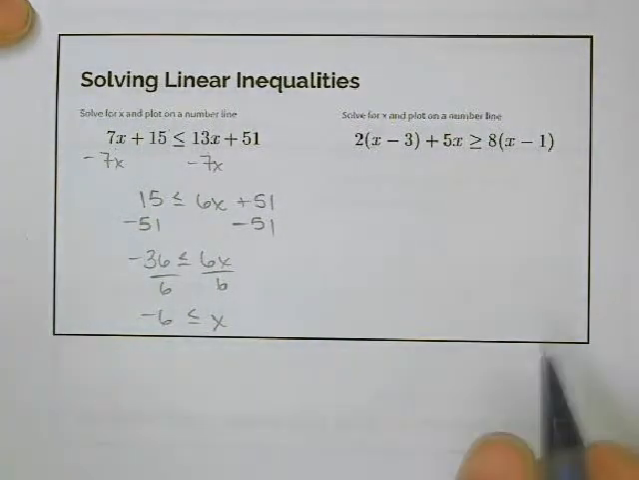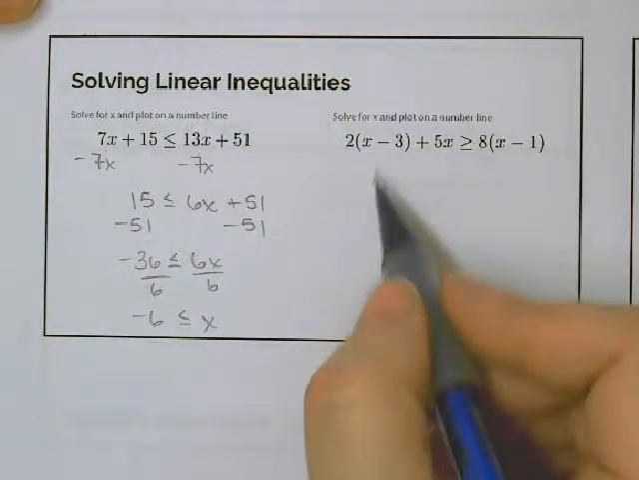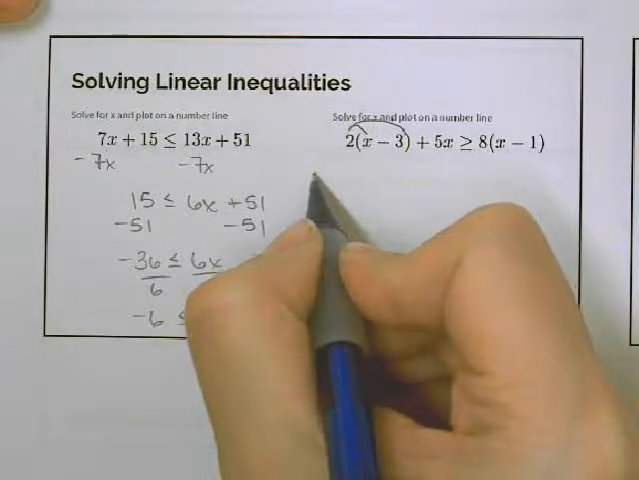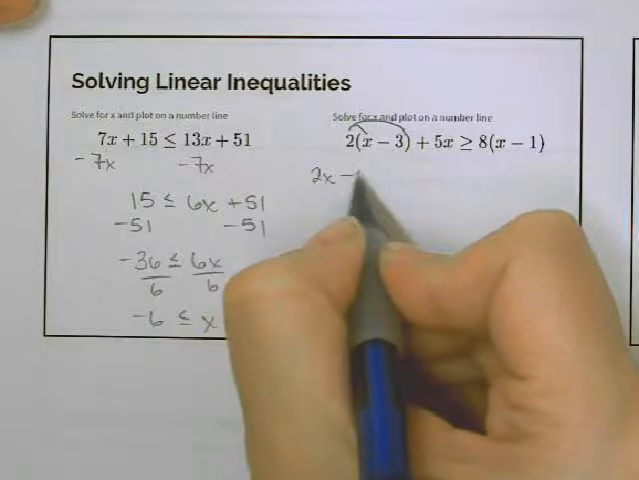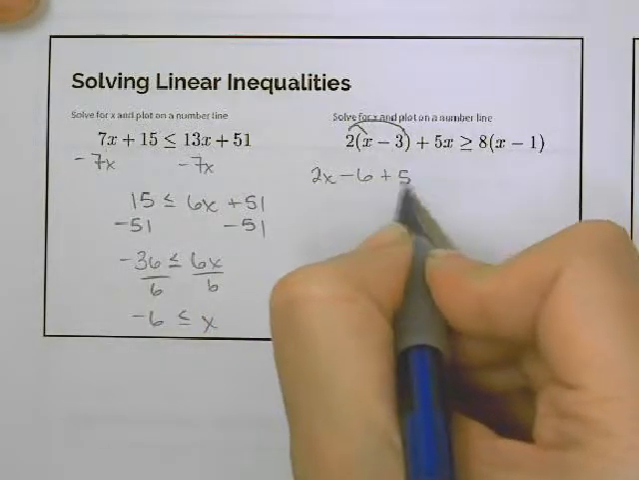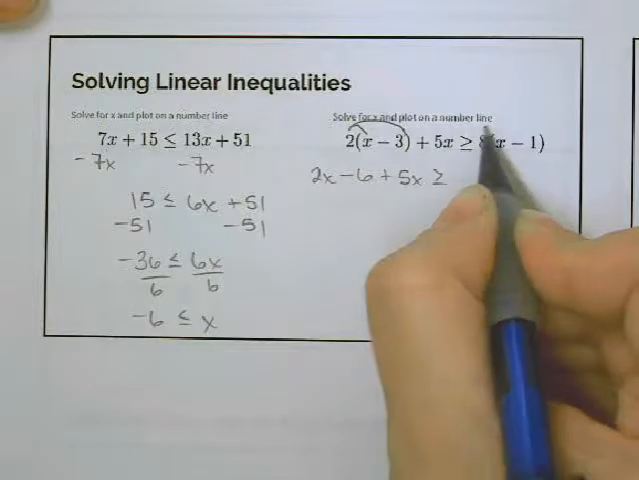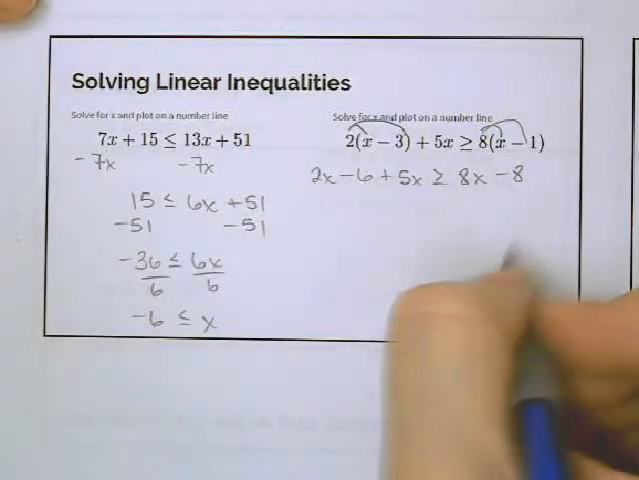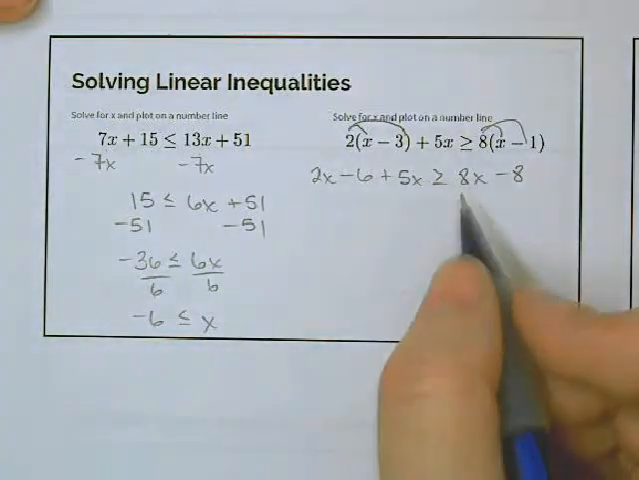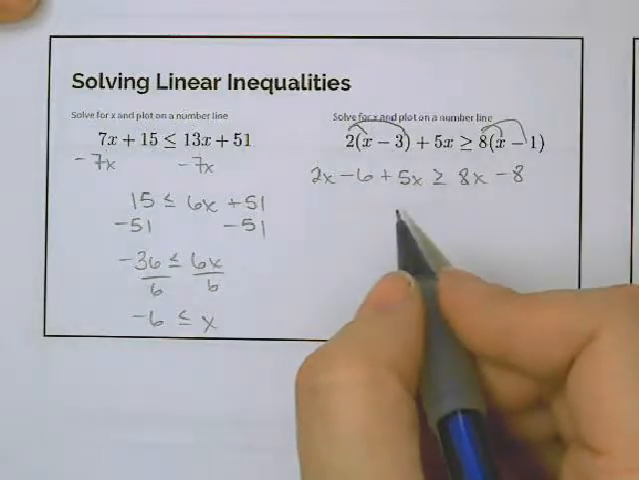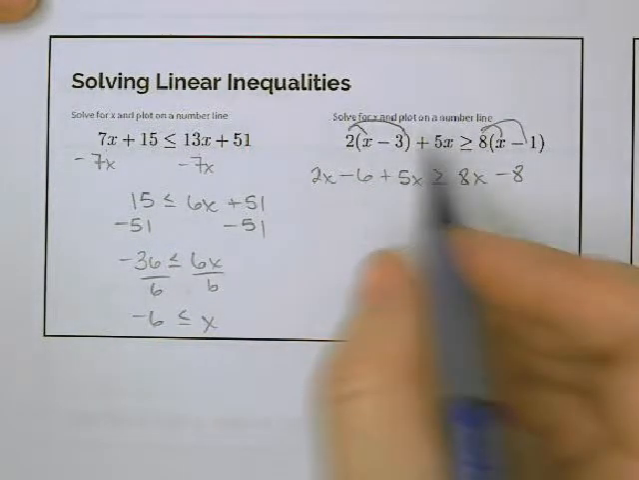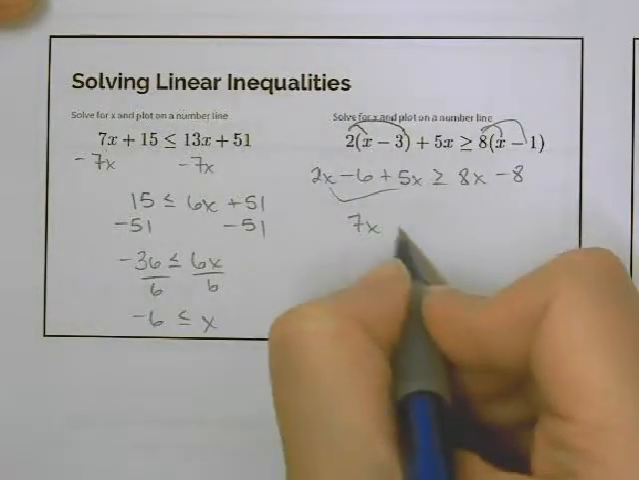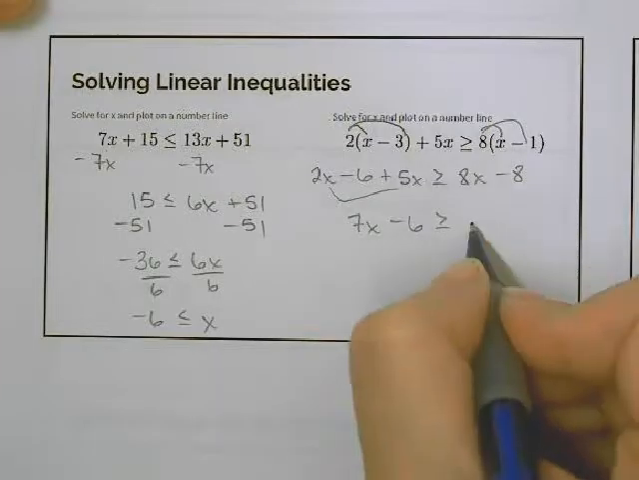Over here, we have a more in-depth problem, so I'm going to start by distributing. 2 times x is 2x. 2 times negative 3 is negative 6. Drop down the plus 5x. Greater than or equal to. Distribute over here, so I have 8x minus 8. And then I need to get my x's to one side and my numbers to the other. So I'm going to simplify first, by combining like terms, so 2x plus 5x is 7x. Drop down the minus 6. Greater than or equal to 8x minus 8.